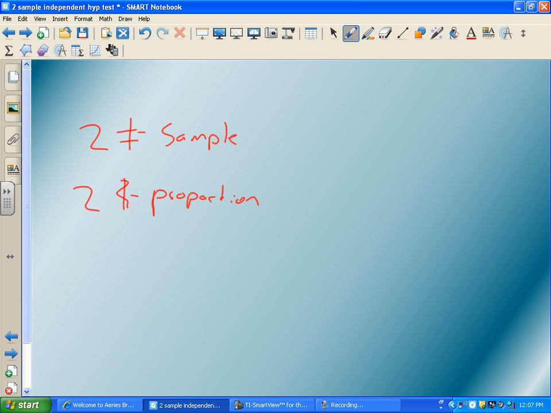Sample A compared to sample B. You're looking at two different populations, two different samples, and comparing them against each other. Who's better? Is there evidence to say? For example, we might do that a little bit later on. I'll pull the data from our last exam.